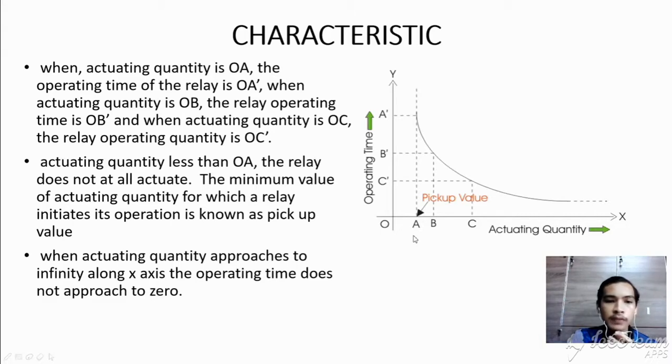The minimum value of actuating quantity for which a relay initiates its operation is known as the pickup value. This is the pickup value, the minimum value of actuating quantity. When the actuating quantity approaches infinity along the x-axis, the operating time does not approach zero.